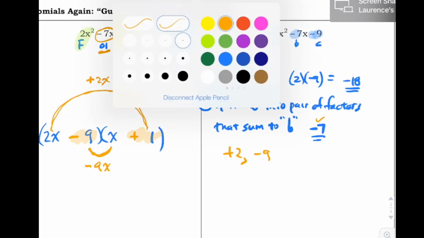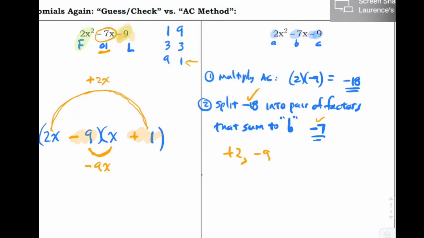That was step 2. Step 3, use these, I'm talking about the plus 2 and the minus 9, to do something that's called split the middle term.